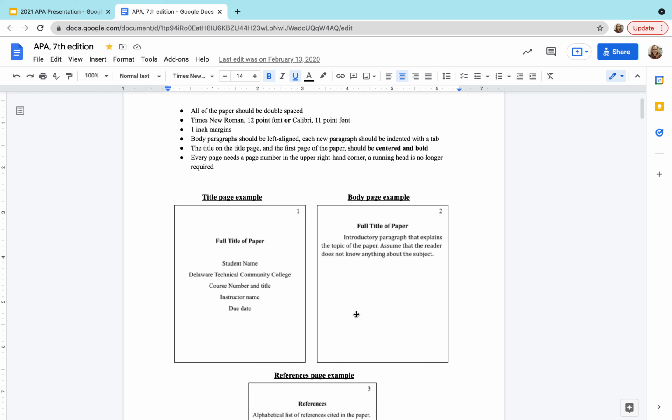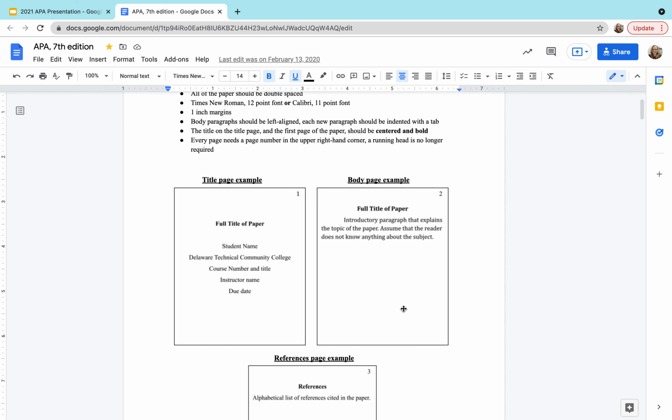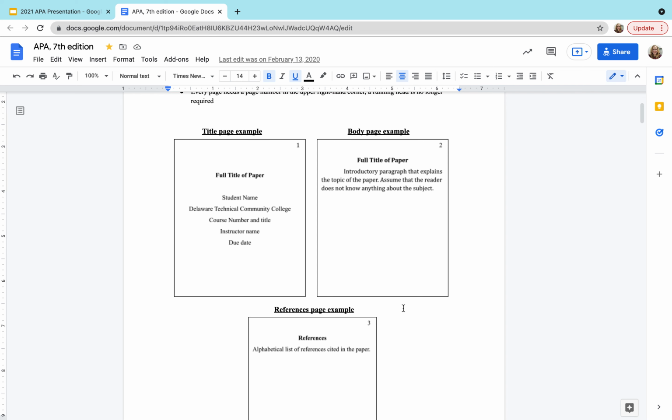Here we have a body page example. Again, page number. Again, we're going to put the full title of the paper. For the first page, as you start your paper, rather than put introduction or anything else up here, you are going to, in bold, centered, capitalizing the important words, put the title of your paper. Then you're going to have some sort of introductory paragraph that explains the topic of the paper to the reader. Always assume when you are writing a paper that your reader does not know anything about your subject.